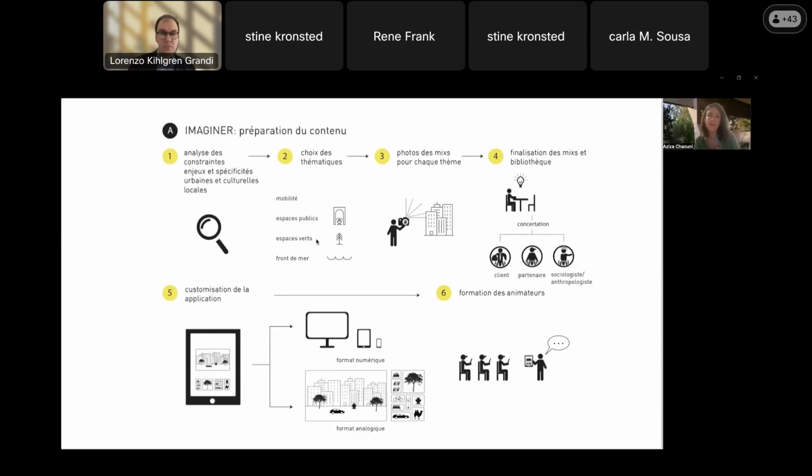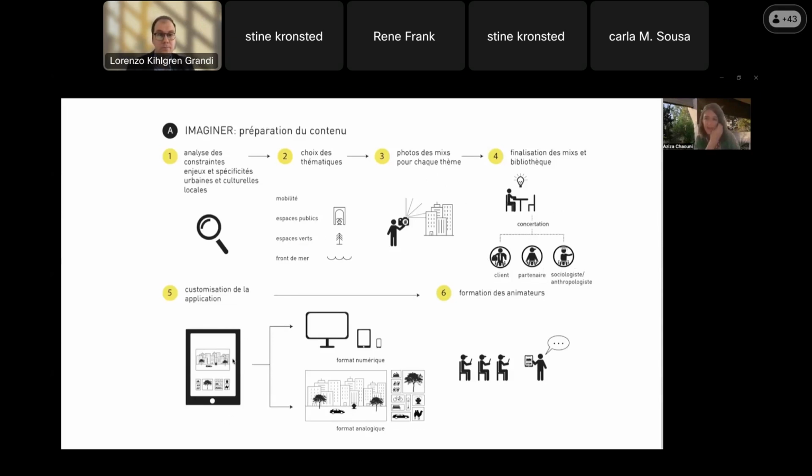So those are some key themes. And then we developed a library of different objects that people could use to alter those public spaces, as well as textures for the ground. And we ran all these through the client and the partner associations, as well as through sociologists and anthropologists.